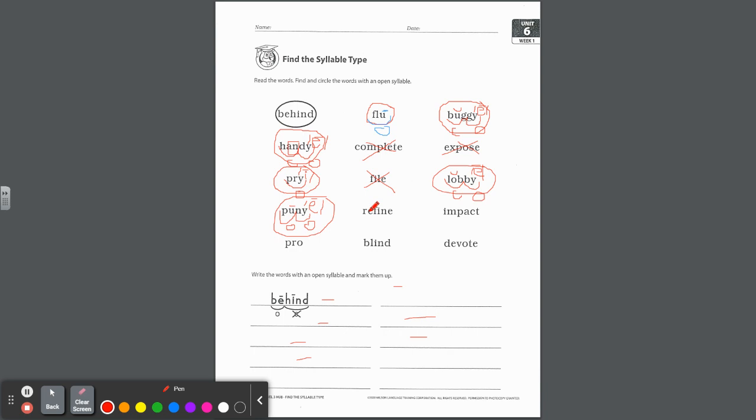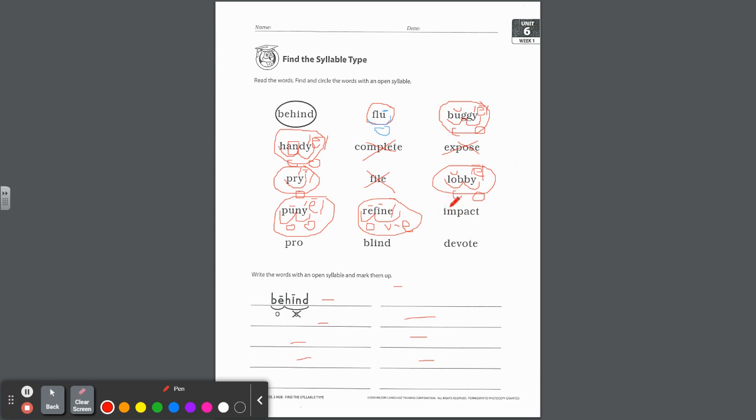Okay, refine. Re has the open syllable, right? So we are going to have to circle this one and mark it. Re, the first one's open. Fine, though, is long I, consonant, silent E. So we're going to mark that one V-E. Okay? All right, this one. Oh, I got to circle refine. And I think refine then takes us to this row. So we should have two more. Let's see if we can find them.